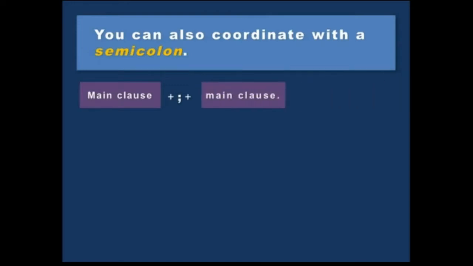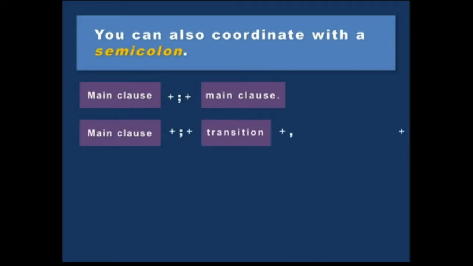You can also coordinate with a semicolon. Because the two main clauses stand alone, you could just use a semicolon and do not need a coordinating conjunction such as the word and. You can also join both main clauses with a semicolon, and you could also use words such as and, but, for, nor. All of those coordinating conjunction words can still be used.